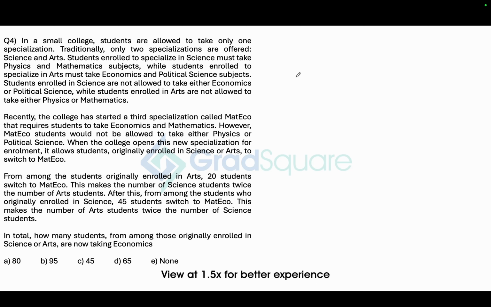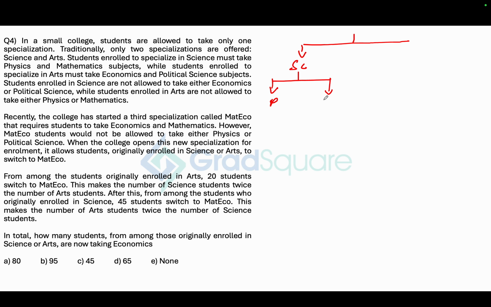It's a typical XAT paper question where you have a lengthy passage to be read before you are trying to solve a quant question. To cut the long story short, you have a small college where you have two specializations being offered, science and arts initially. The students from the science background need to take two subjects, which are physics and maths, and as art students you are supposed to take two subjects which are economics and political science.